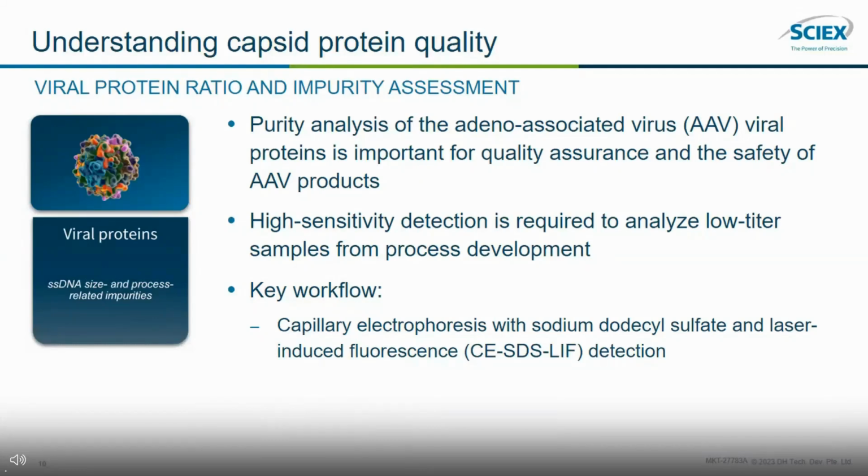Compared to traditional slab gel-based electrophoresis methods, capillary gel electrophoresis combined with laser-induced fluorescence offers superior resolution, shorter analysis time, and options for automated operation with exceptional sensitivity. This high sensitivity detection is especially beneficial for the analysis of low titer samples during process development, which makes CE-SDS-LIF a key workflow for viral proteins.